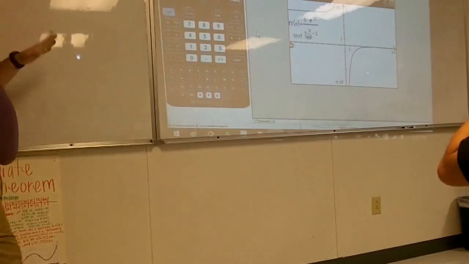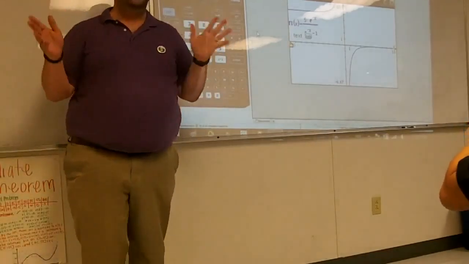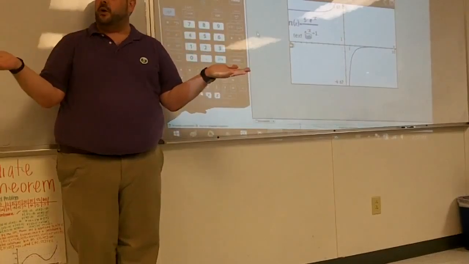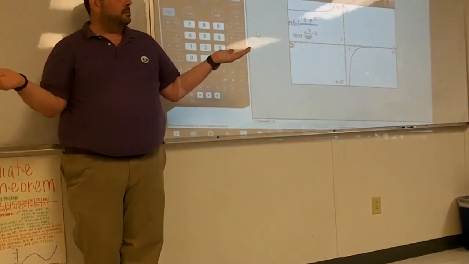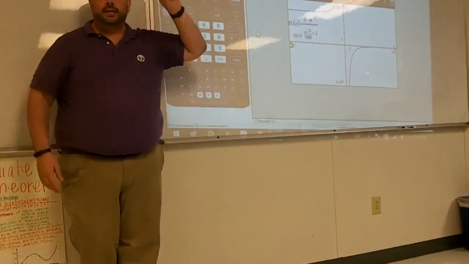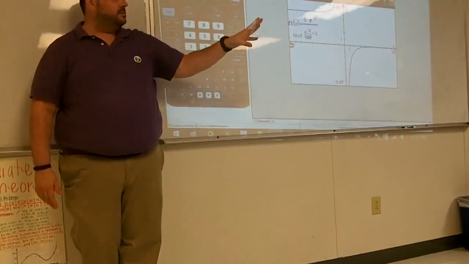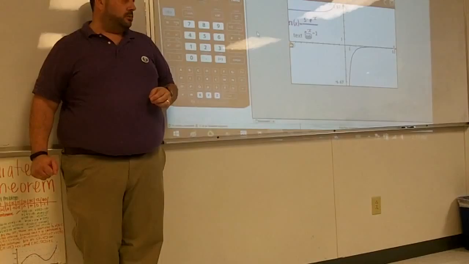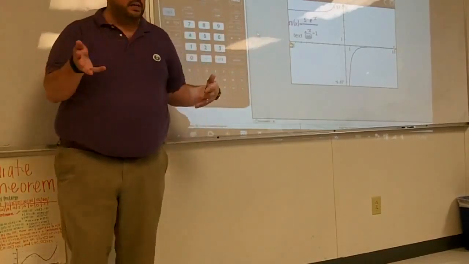Looking at the graph, do we have a horizontal asymptote? Yes. Do we have evidence of a horizontal asymptote? Yes. How many? 2. Absolutely 2. Vertical asymptote, do we have evidence? Yes, we have evidence of a vertical asymptote. Maybe 1, maybe more, not really sure.